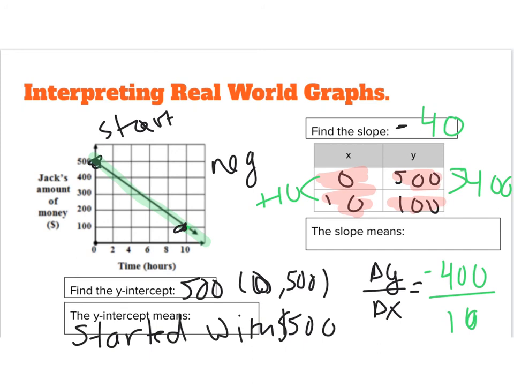If we're looking at this, what does it mean? So when we're looking, like I said, when we're looking at this story of the slope, what it means is that Jack is losing $40, and we're measuring it in hour. So he's losing $40 per hour. So as every hour increases, his money drops by 40.